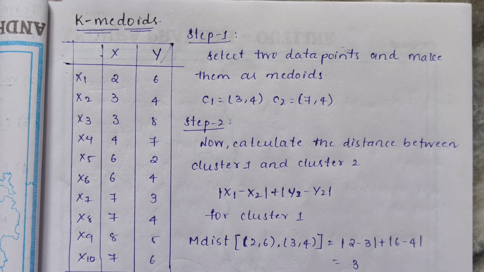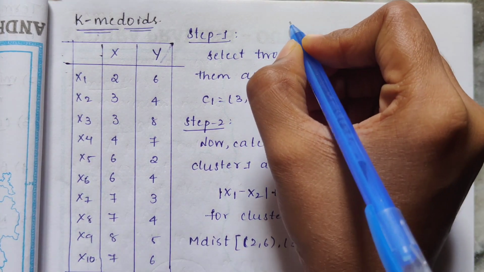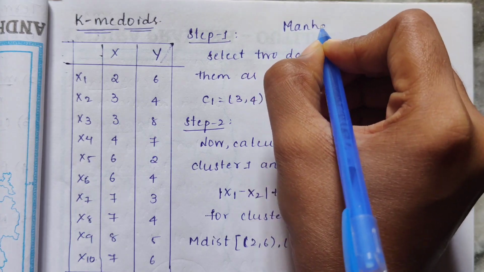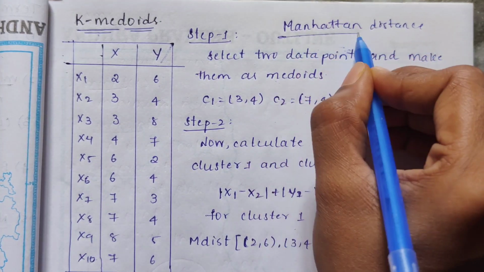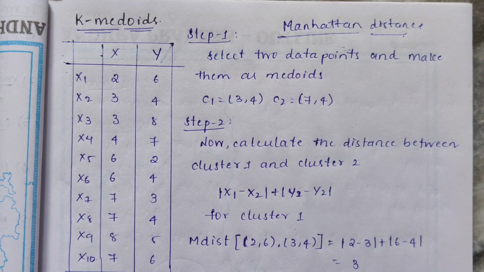In the previous video we discussed the K-means algorithm and also a problem on it. In K-means algorithm we use Euclidean distance formula, whereas in K-Medoids algorithm we use Manhattan distance. I don't know how to pronounce it. This is the distance formula that we use in K-Medoids algorithm. Now let's start our video.